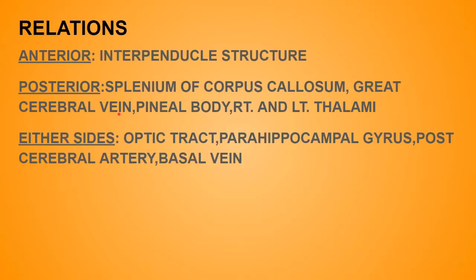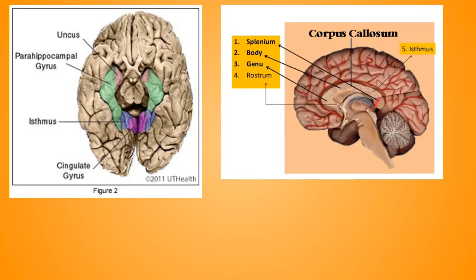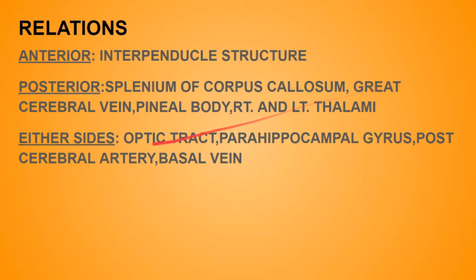Posteriorly, the midbrain is in relation with the splenium of the corpus callosum. Now this is the splenium of the corpus callosum. Then the great cerebral vein, pineal body, and the right and left thalamus. Now on either side we have the optic tract and the parahippocampal gyrus.